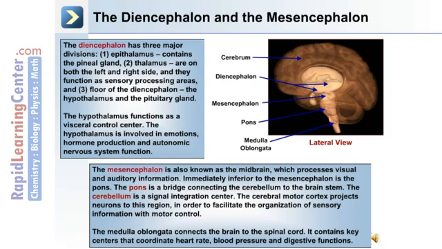The cerebellum is a signal integration center. The cerebral motor cortex projects neurons to this region in order to facilitate the organization of sensory information with motor control. The medulla oblongata connects the brain to the spinal cord. It contains key centers that coordinate heart rate, blood pressure, and digestive functions.